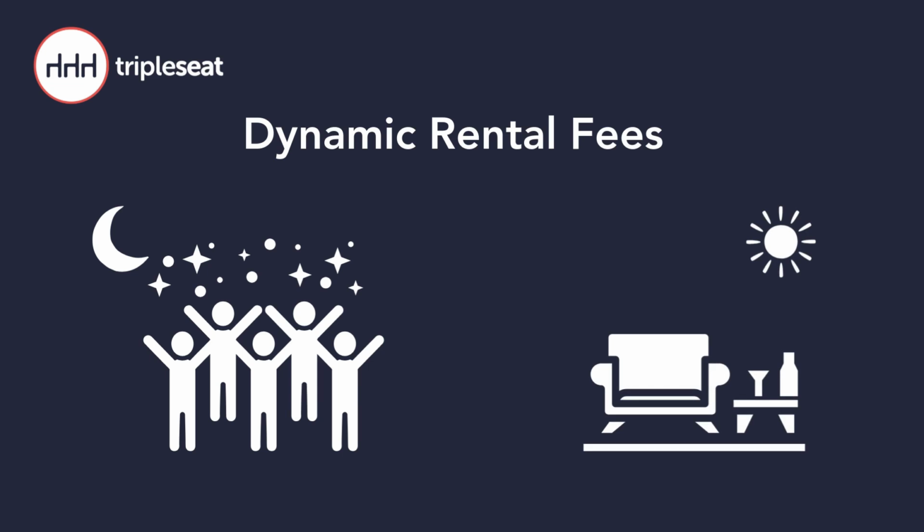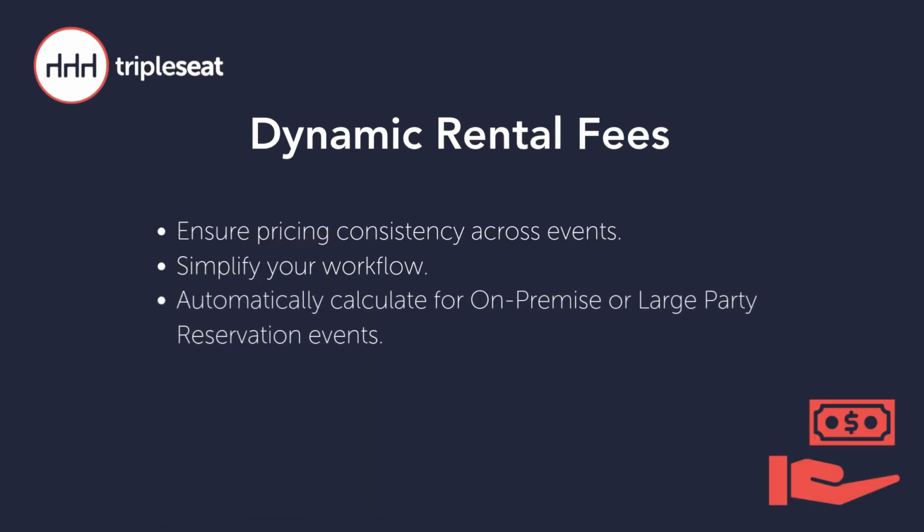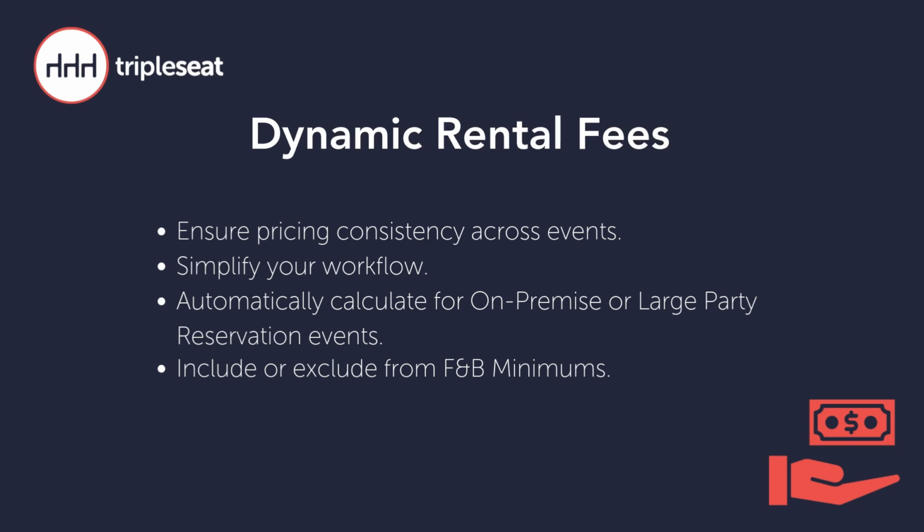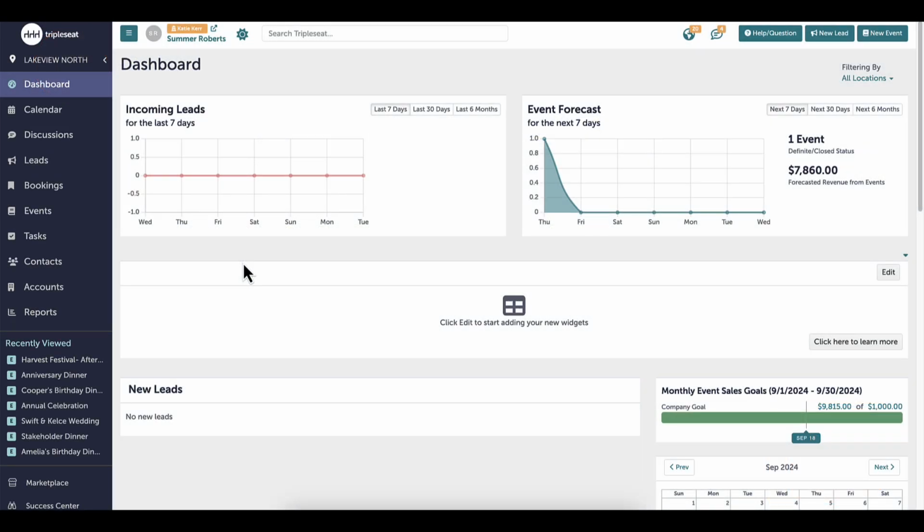Creating automated rental fees within settings will eliminate the need to manually calculate and input them for every event. These fees automatically calculate and apply for on-premise or large party reservation events. You even have the ability to exclude or include room rentals in your F&B minimums, which we will get into later in the video. To set up dynamic rental fees, I need to have the appropriate settings access.